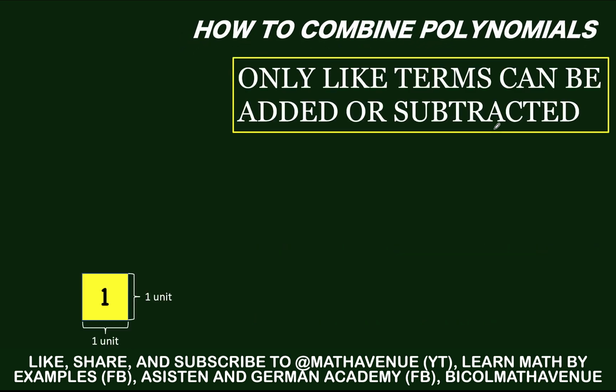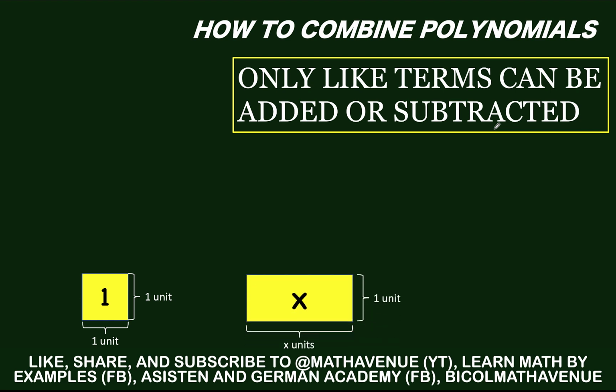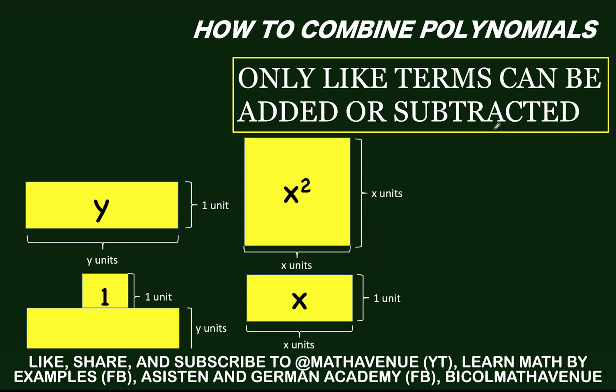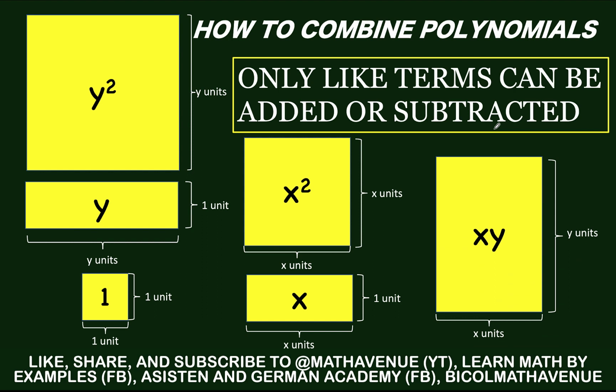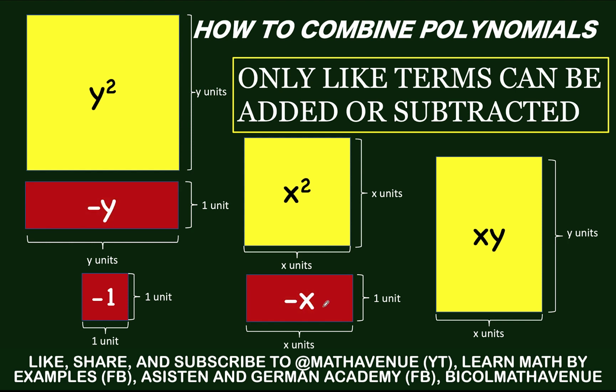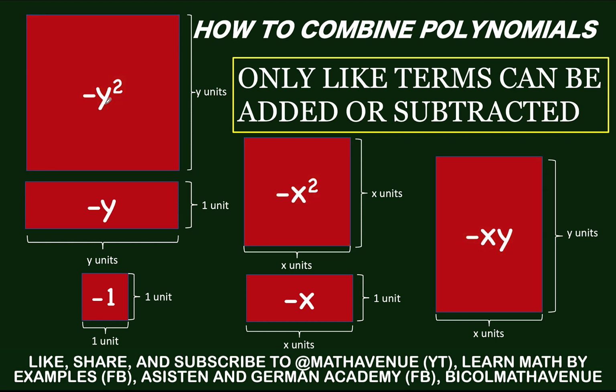So this is again our representation of one unit. This is our representation of x, x squared, y, y squared, and xy. How about negative 1? How do you represent negative 1? We use color red to represent negative 1. It's still the same dimension, only that the color is now red. And so this is our representation of negative x, negative y, negative x squared, negative y squared, and negative xy. When the color of our manipulative turns red, that is our representation for negative.